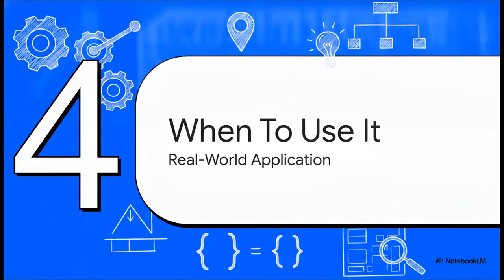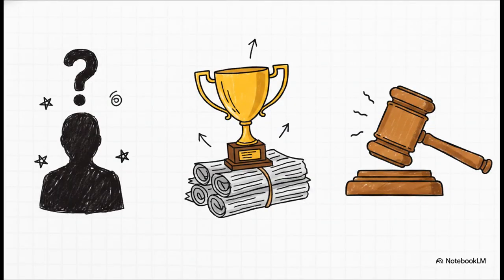Okay, section 4, when to use it. So, here are your 3 primary use cases for the present perfect passive. Number 1, when the agent or the doer of the action is unknown or totally irrelevant. Number 2, when you are focusing on recent achievements, updates, or exciting news. And number 3, when the doer is blindingly obvious from the context of the situation. Let's look at some vivid examples for each of these.